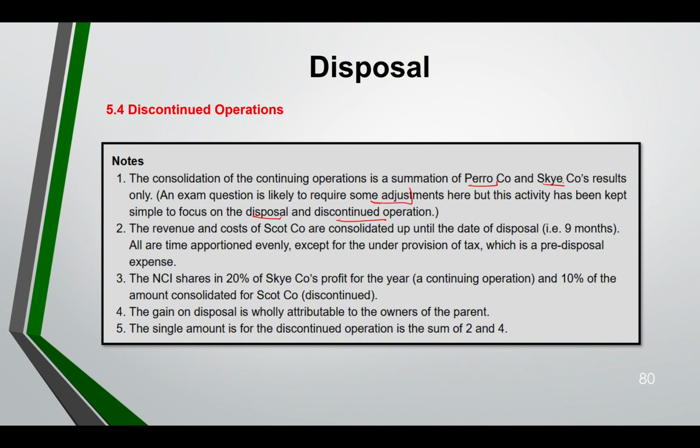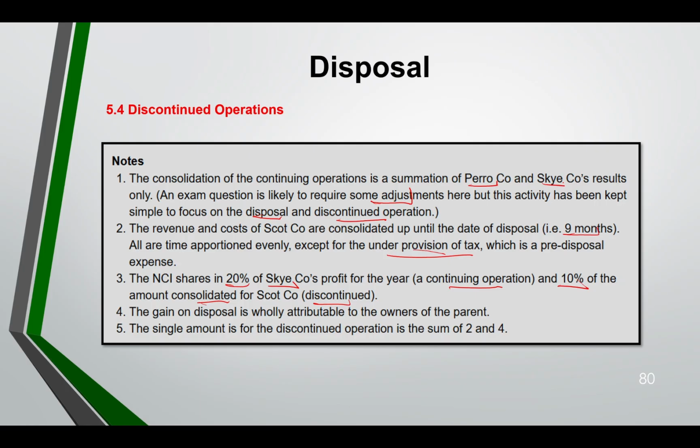Okay, number two, revenue and cost. You are consolidating up to the date of disposal, that is 9 months. All are time apportioned except for the under provision of tax. This is a pre-disposal expense. Then NCI will take 20% of Sky's profit for the year continuing and 10% for the amount consolidated for discontinuing.